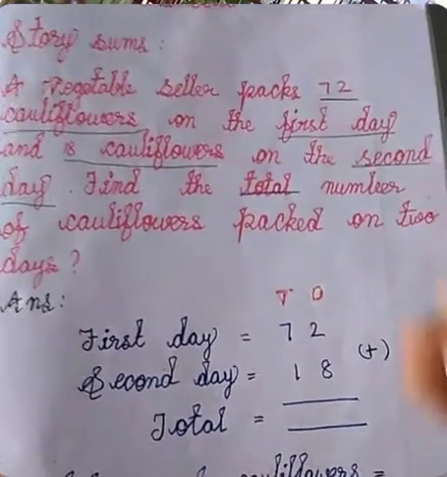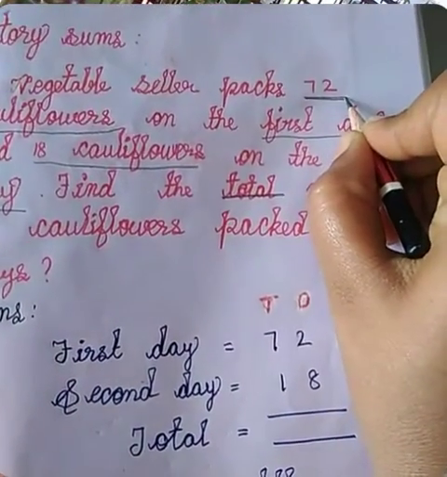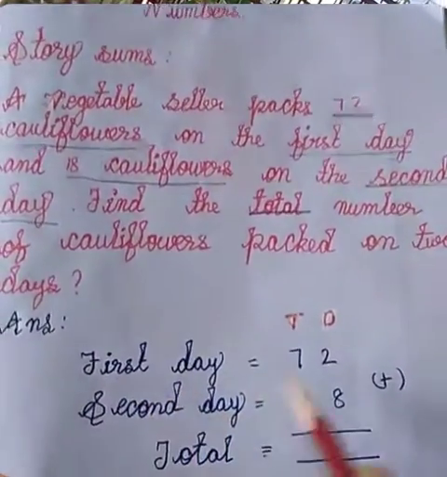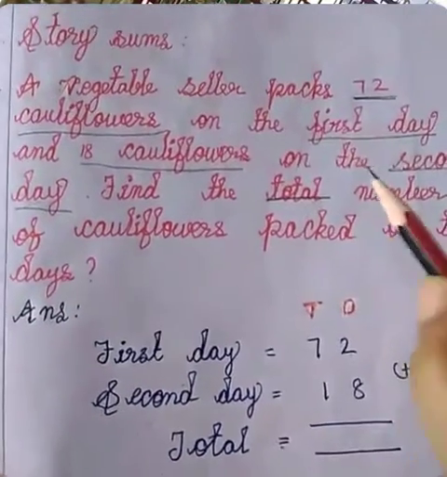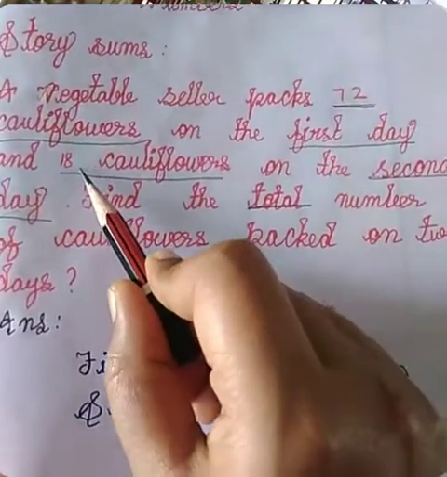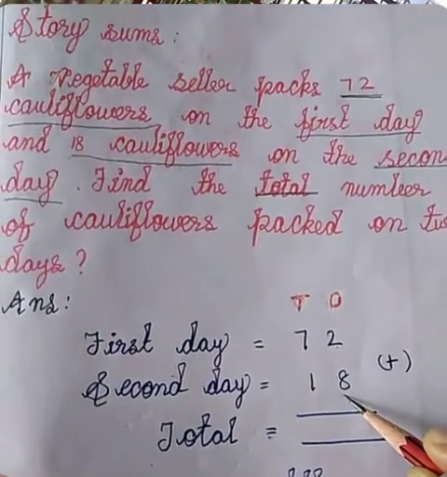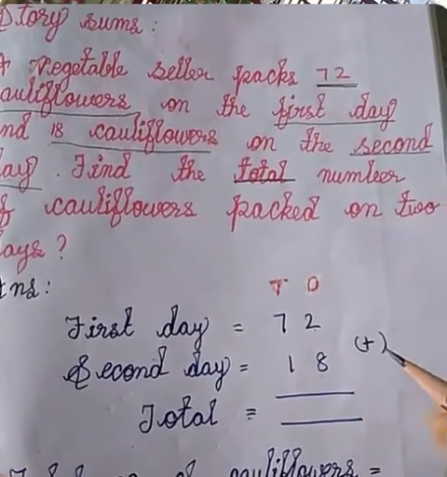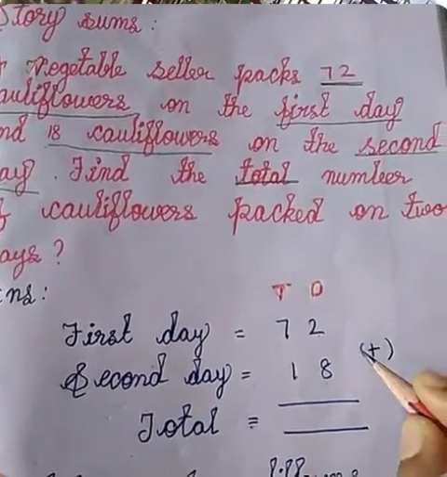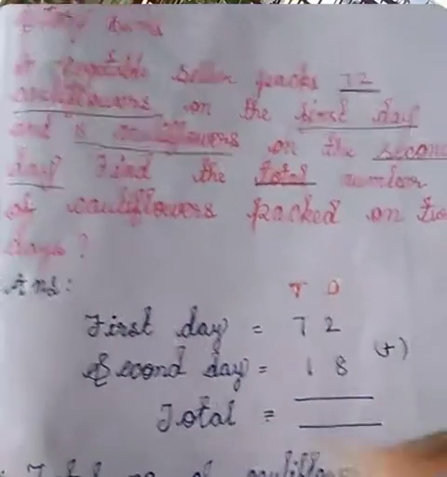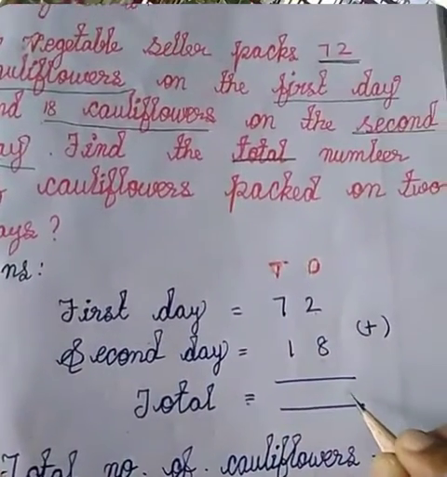See the answer. On the first day how many cauliflowers? 72. So write, on the first day 72 cauliflowers. On the second day how many cauliflowers? 18. So we write 18. You have to find the total. Total means addition, so we add these two numbers. We get a total, and the total is the answer for this sum.